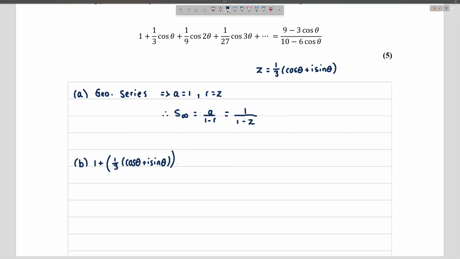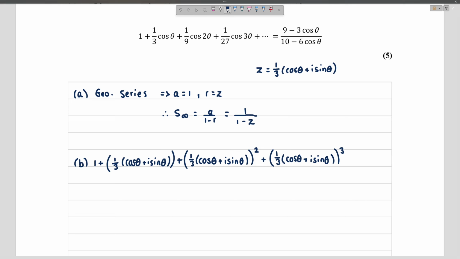For the next term here, this would be z squared. So what I've got then is plus 1 over 3 times cos theta plus i sine theta, all squared. Let's just do one more term here. This is z cubed. So again, I get 1 over 3 (cos theta plus i sine theta), and this here is all cubed.